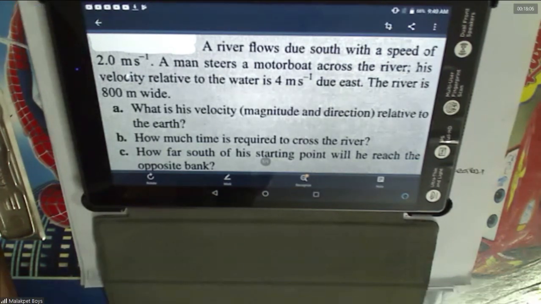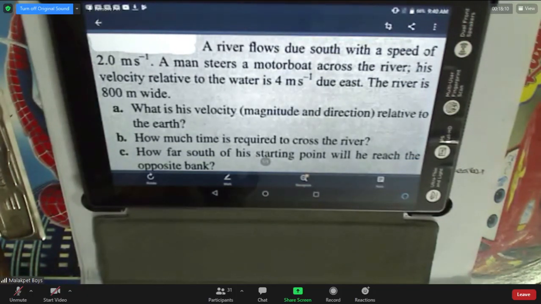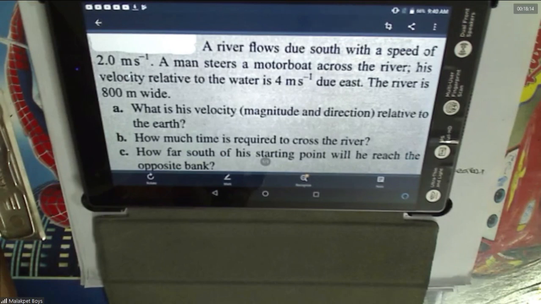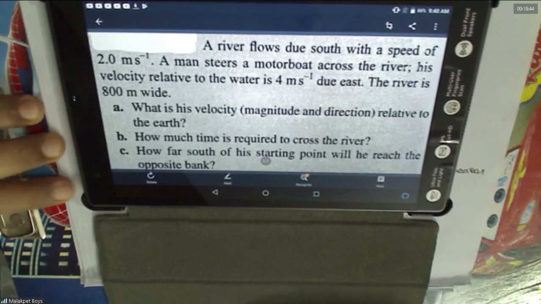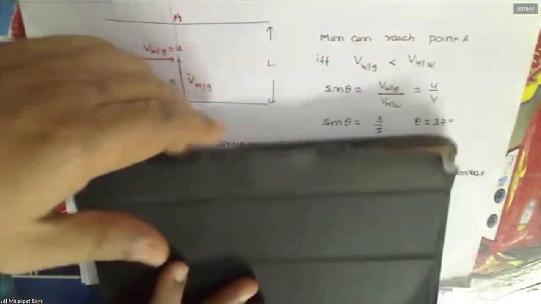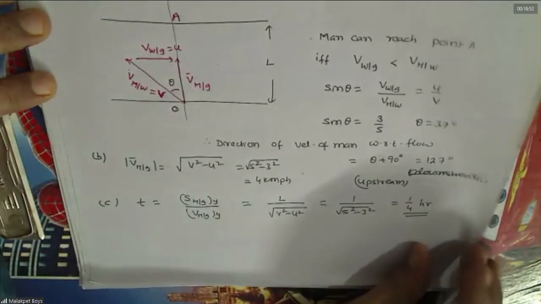Completed, sir. 1 minute. Completed? Now, make a basic diagram for that by yourself. Let us see.